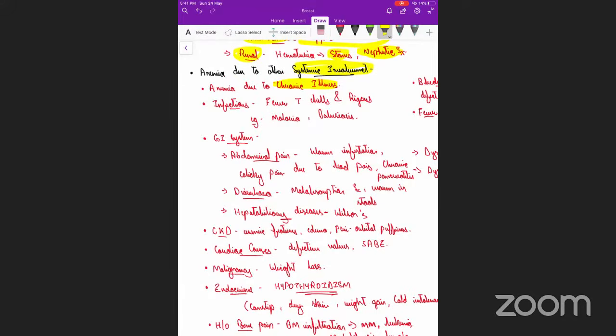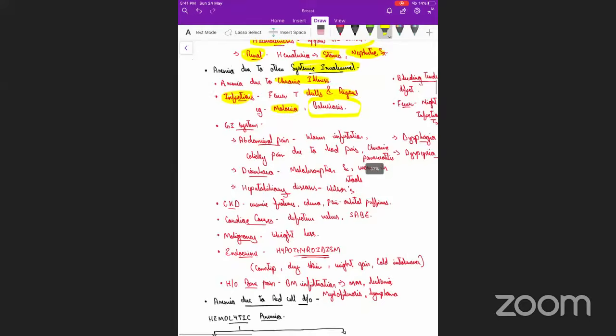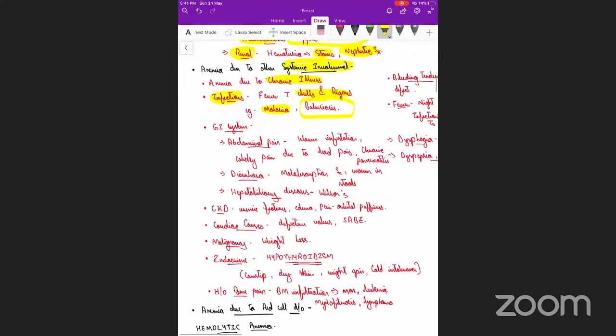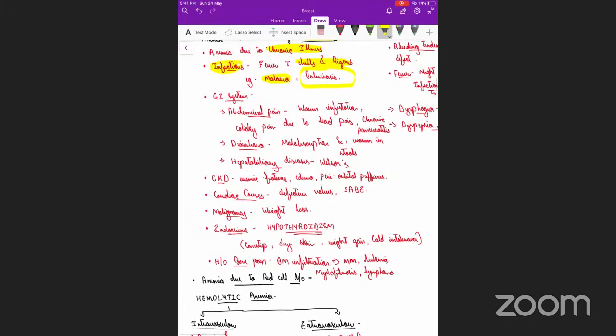So what is left is how do we approach? That is what we are doing today. Second, it can be due to infections like fever with chills and rigors, very common in India, malaria. If it is abroad, like Europe and all, we can think of babesiosis. Then next, we can think of GI system involvement. If the patient complains of abdominal pain, then we can think of worm infestation. So we can ask for history of passage of worm in stools.